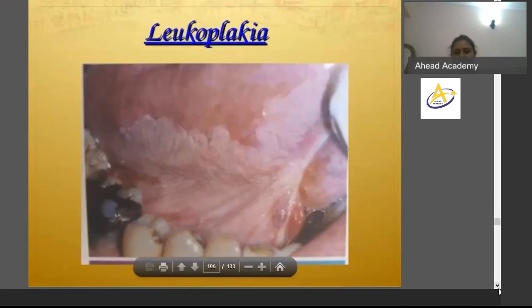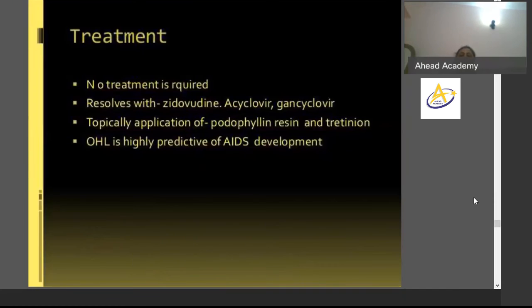Leukopenia. There is no treatment required. Resolves with zidovudine, acyclovir or ganciclovir. Topical application करा सकते हैं podophyllin resin and tretinoin का. And oral leukoplakia is predictive of AIDS development.